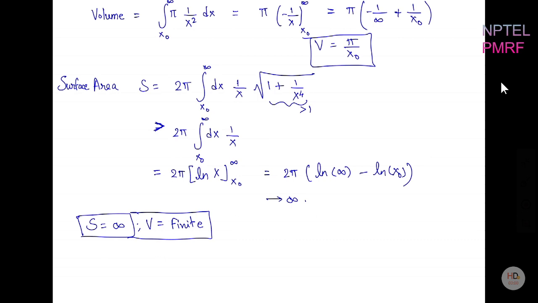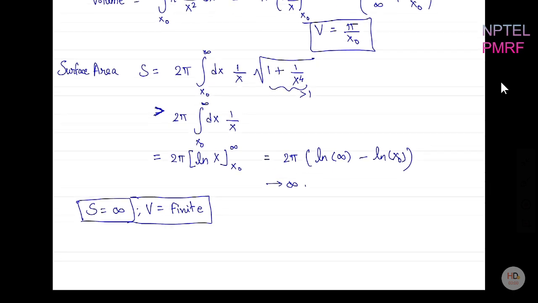And the so-called paradox is that if you have paint and you want to fill the inside of it, you can fill it with some finite paint, right? If the volume is say 5 liters, then you just take 5 liters of paint and it will be filled. But if you want to paint its surface, you won't be able to with any finite amount of paint. And that is the paradox. Okay, so let's carry on the recap.